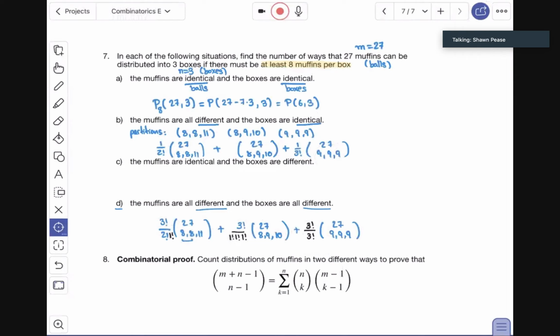Question: why is part C skipped? Oh, because these two are similar, so I just wanted to do D first. Okay. It's similar.